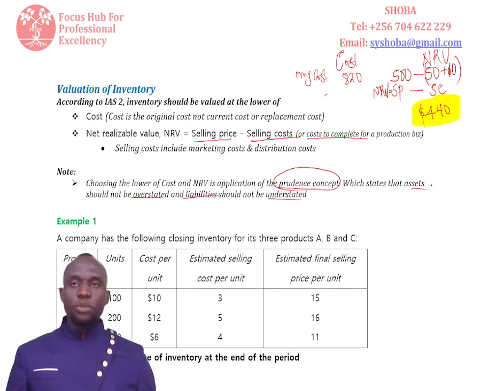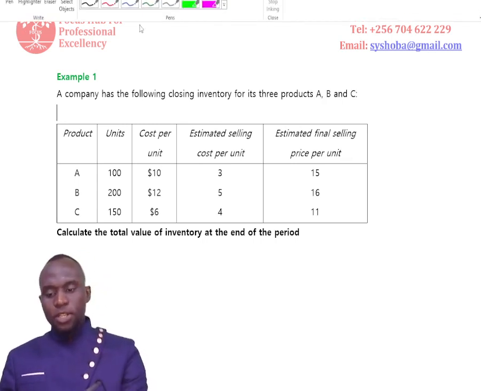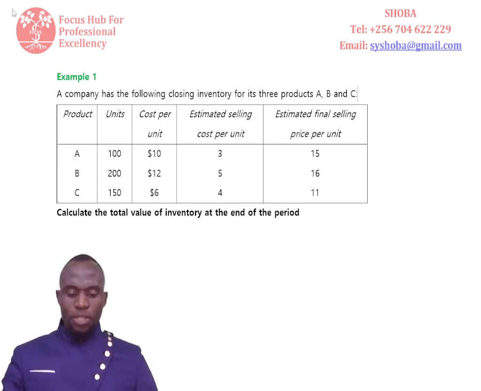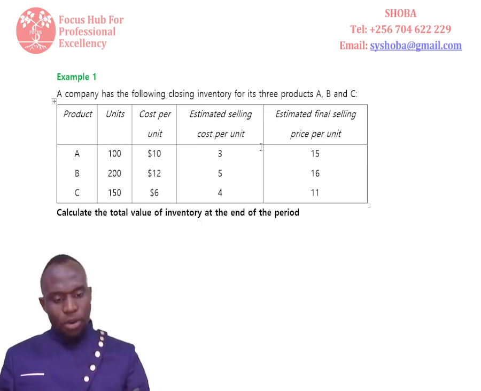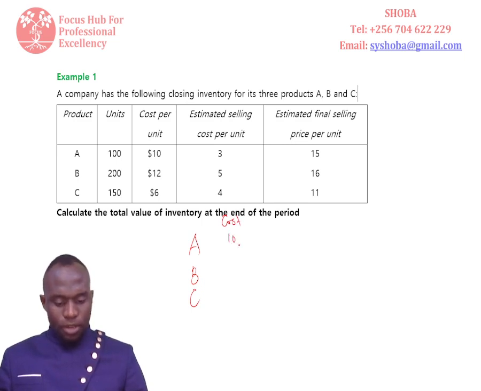So we are going to try out a question. So this is the example, and the exam technique is you always start by reading the question. So they want you to calculate the total cost of inventory at the end of the period. Now a company has 3 products, A, B, C. So these are the products: product A, product B, and product C. Now this is the cost. For A it is 10, for B it is 12, and for C it is 6.